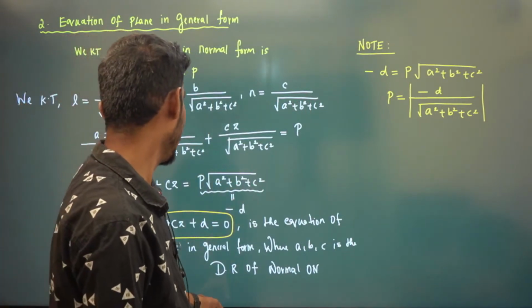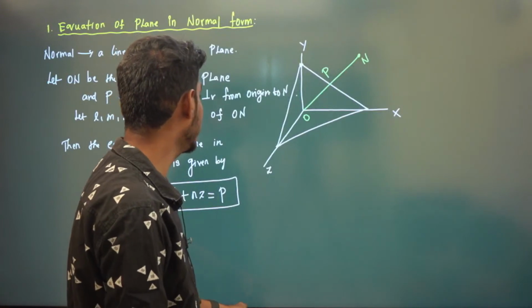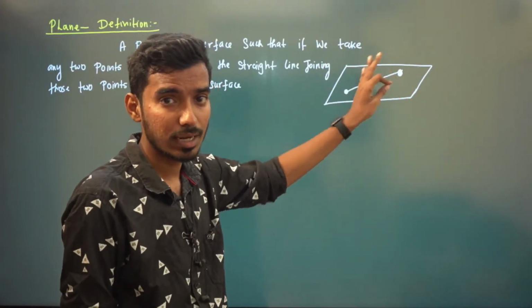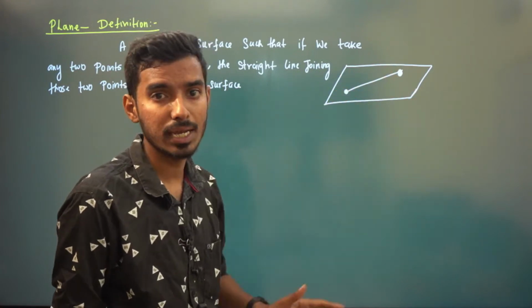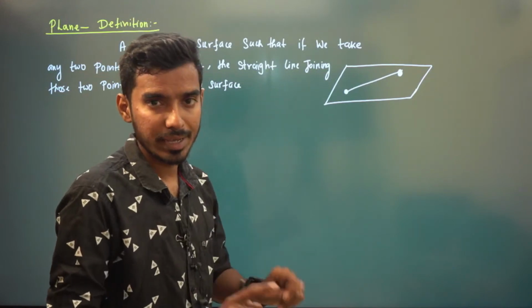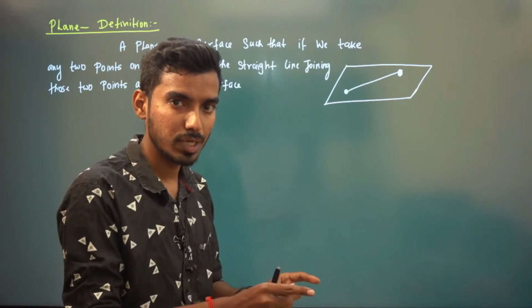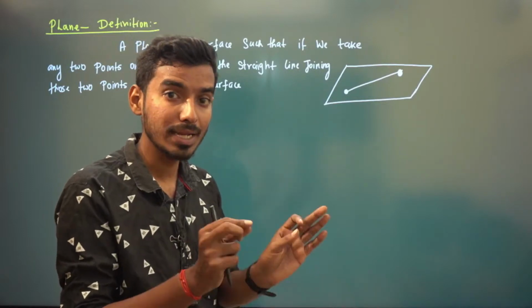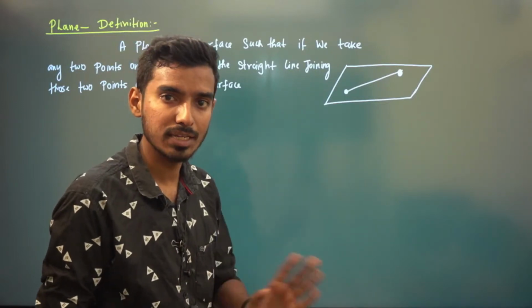So, very simple, the equation of plane in general form. What is a plane? It is a surface. A surface will be a plane if you take any 2 points on the surface and the line joining those 2 points completely lies on the surface. Then it is called a plane.